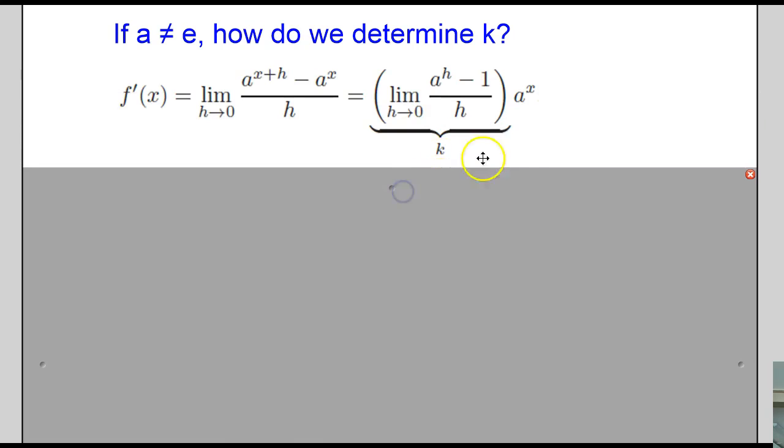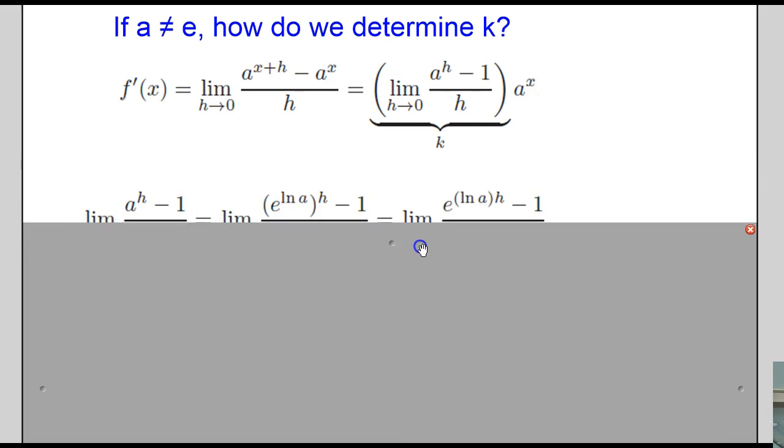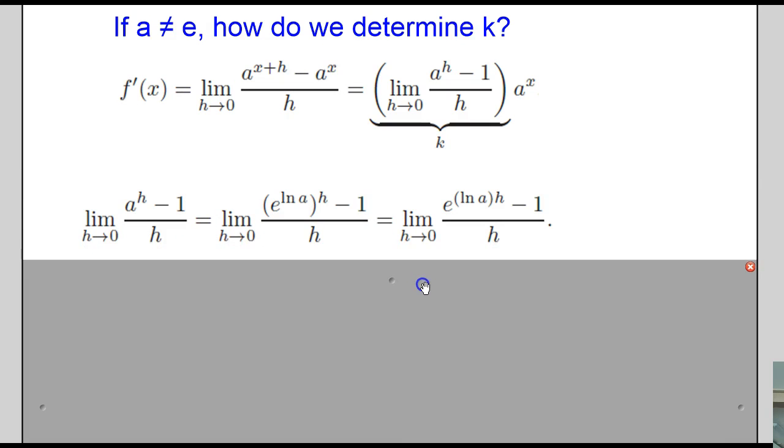Okay, so remember that we're trying to figure out what k is in this situation. So let's do something a little bit different. Let's replace a with e^(ln a), which is essentially the same thing. We haven't changed any value. a is the same thing as e^(ln a) because of the inverse properties of e and natural log. So then, doing some simplifying and rearranging, we get that this is also equal to (e^((ln a)h) - 1)/h.